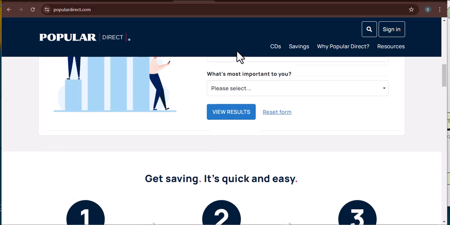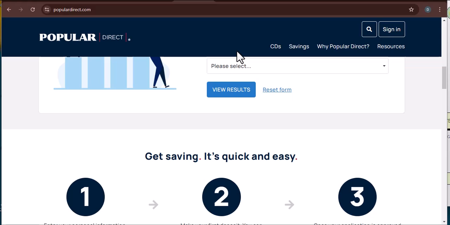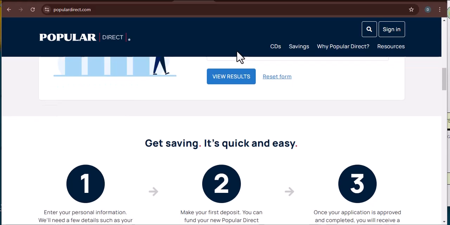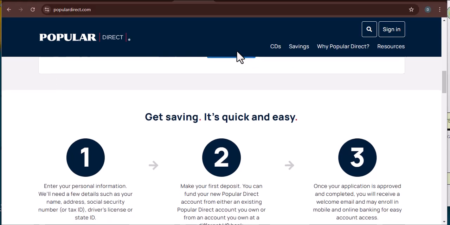Use a check. You can also request a check from Popular Direct. This is a good option if you need to withdraw a large amount of money or if you don't have another bank account.